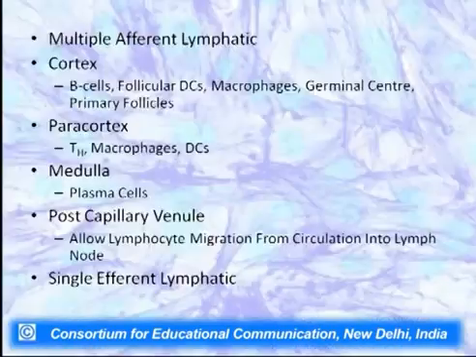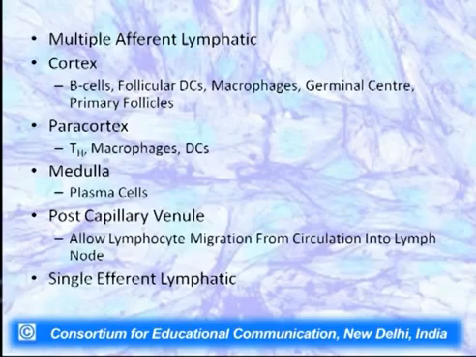Now, we have multiple efferent lymphatics. This is followed by the cortex, which has B cells, follicular dendritic cells, macrophages, germinal centers, and primary follicles. This is followed by the paracortical region, which has T helper cells, macrophages, and dendritic cells, followed by the medullary region, which has a predominance of plasma cells, the antibody-producing B lymphocytes, followed by the post capillary venule and a single efferent lymphatic.